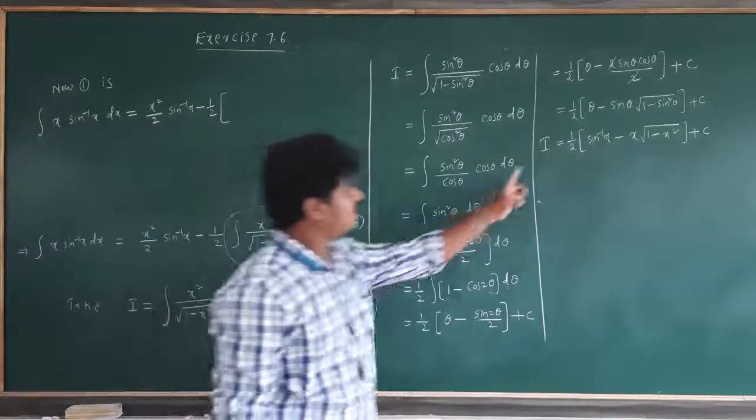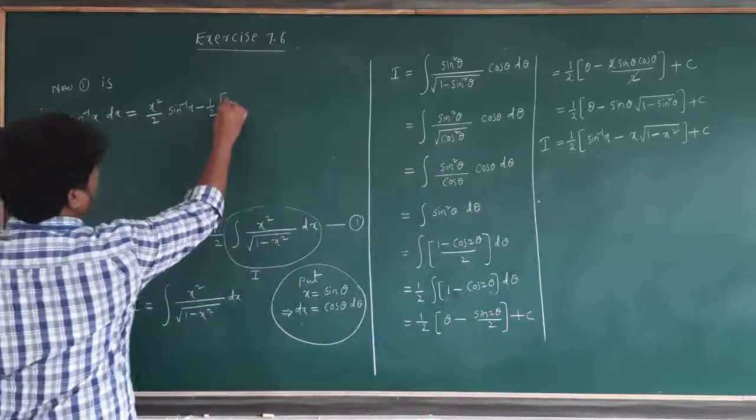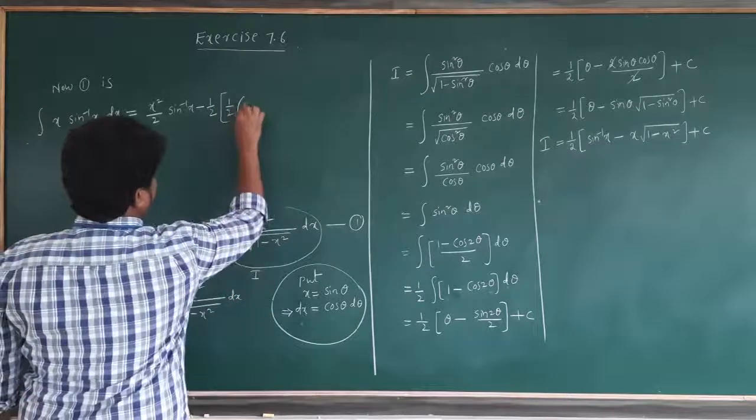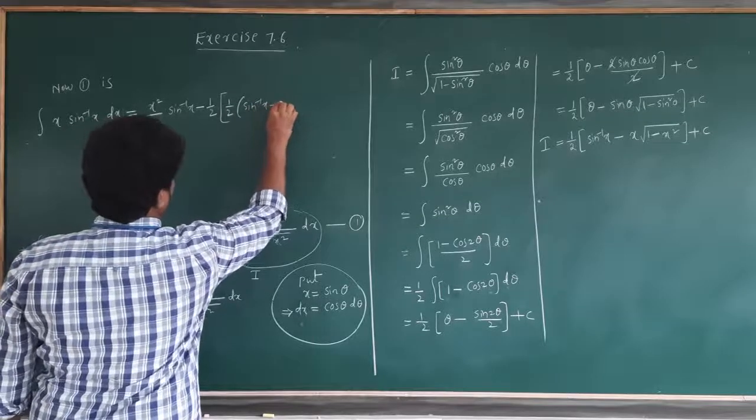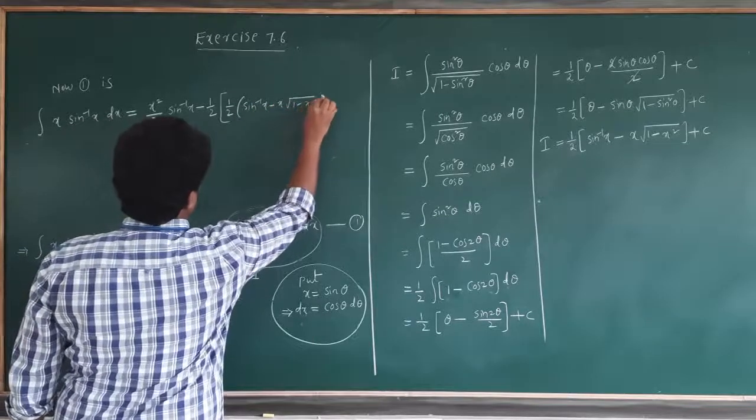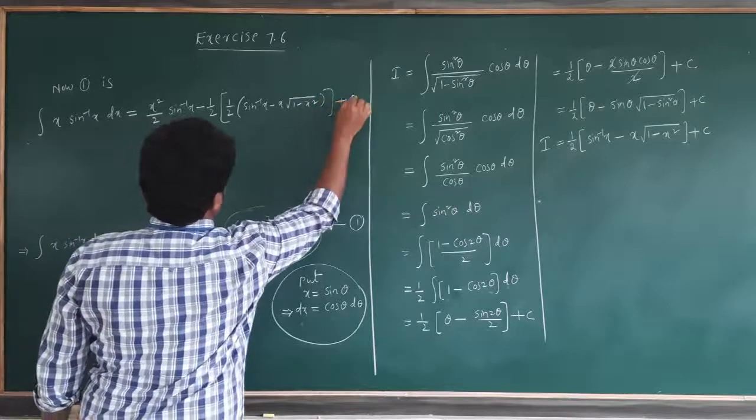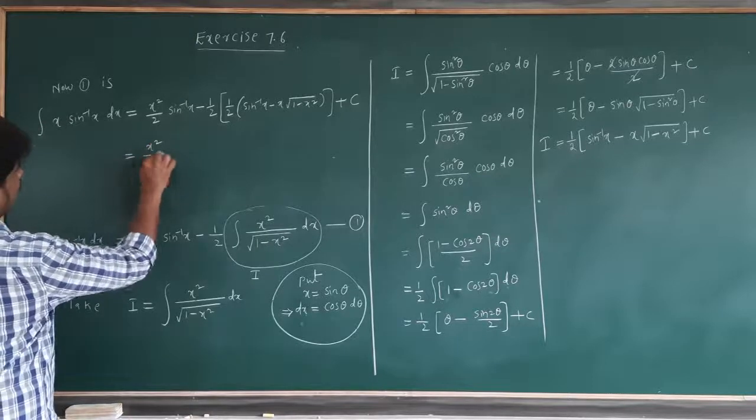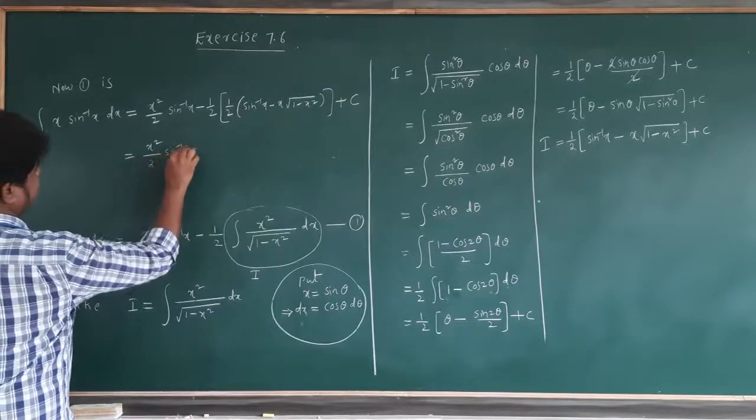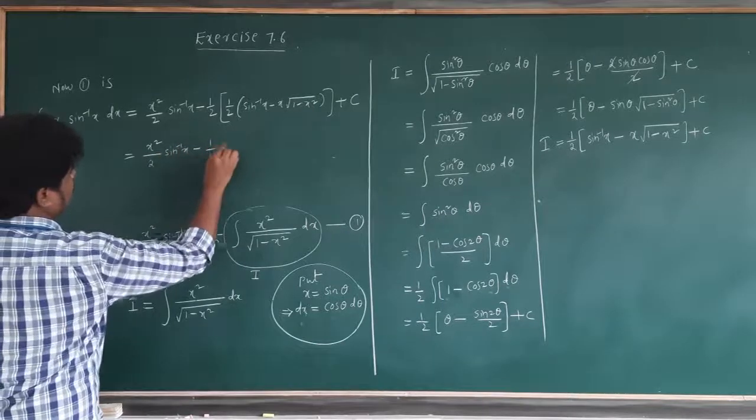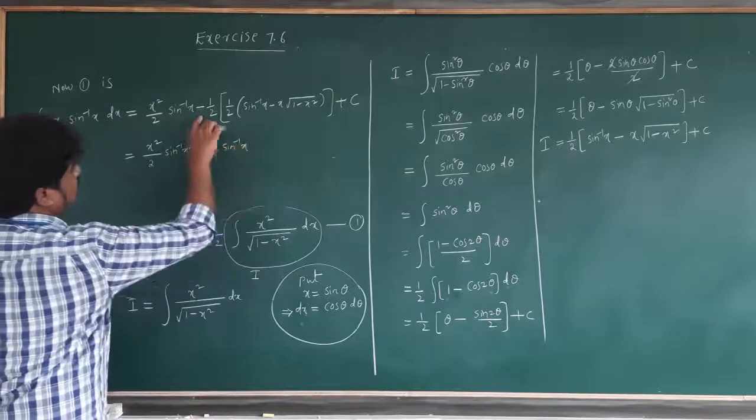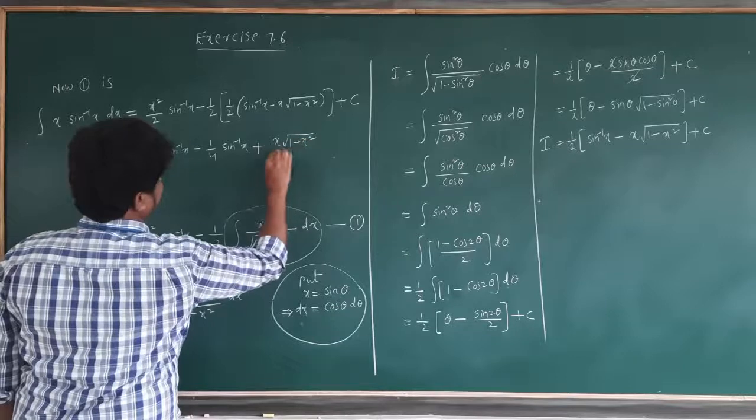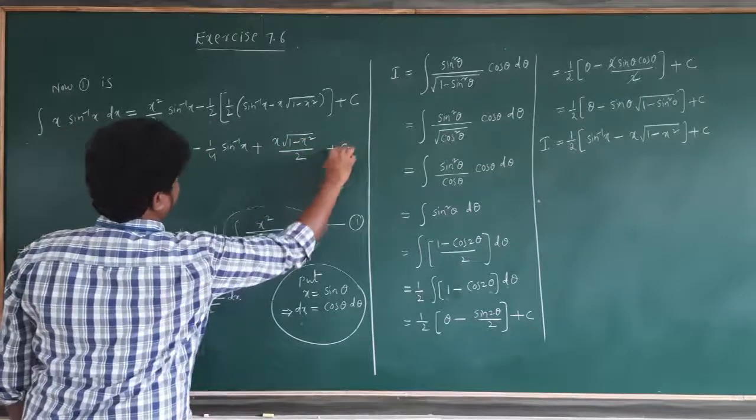Here what is the I? This one. What is that? 1 by 2 into sin inverse x minus x root over 1 minus x square, plus c. I am taking the constant here, so take it outside. Now this is equal to x square by 2 sin inverse x minus 1 by 4 sin inverse x, minus into minus plus x root over 1 minus x square by 2 comes, plus c.